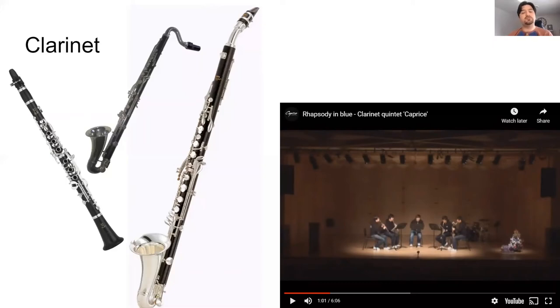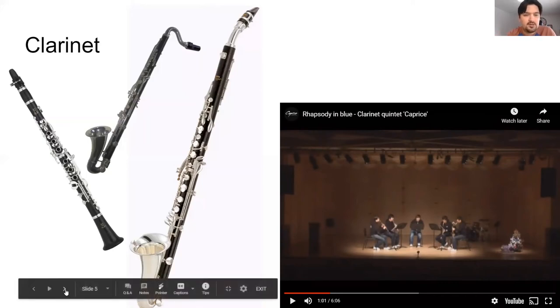Now, normally, when you start playing in band, you're going to start on the soprano clarinet. It's just easier to start on that one. So you play on that, then after you get a little bit better, you move on to the bass clarinet or the alto clarinet or whatever other clarinet you want. But that way, if you know how to play one, you can play them all.